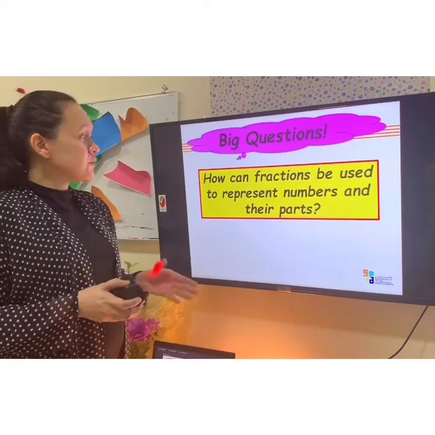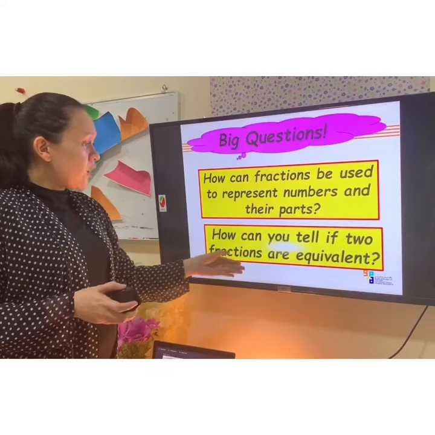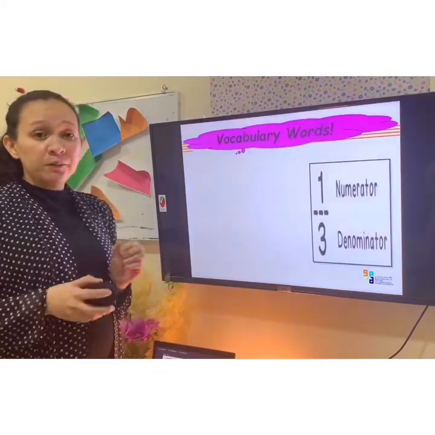Now let's move to our big questions. How can fractions be used to represent numbers and their parts? And how can you tell if two fractions are equivalent? Now let's move to our vocabulary words.